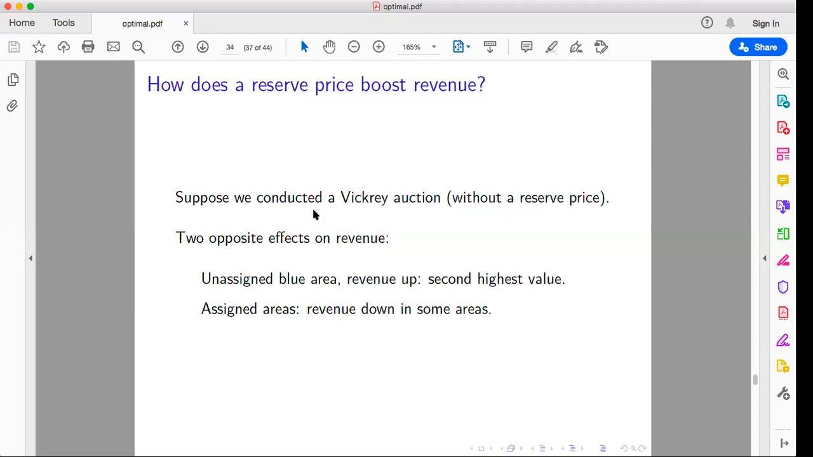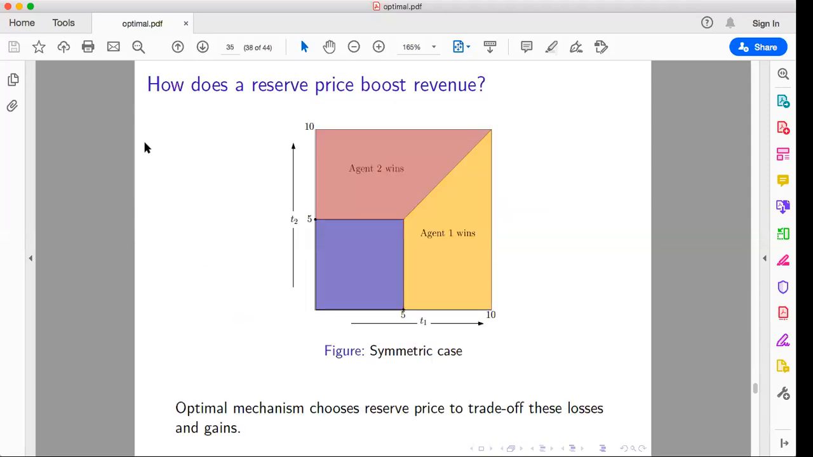Okay, so basically it's important to have a reserve price because it boosts revenue in many areas, even though it may not assign the object in some areas. So the optimal mechanism basically chooses a reserve price which trades off these losses and gains. Okay, so that's how the optimization exercise implicitly does that for you.